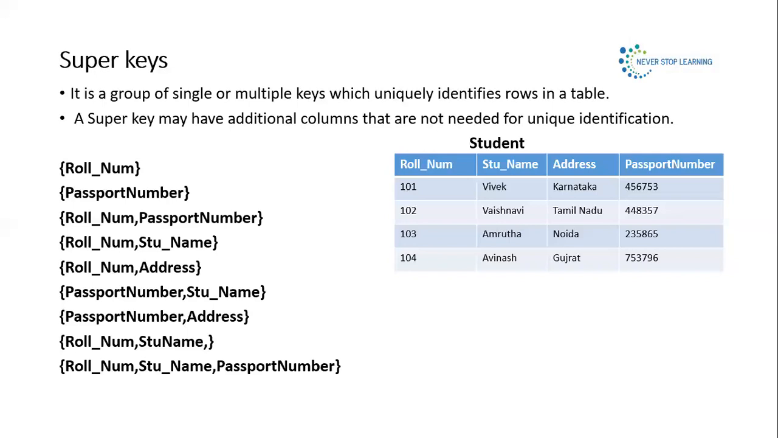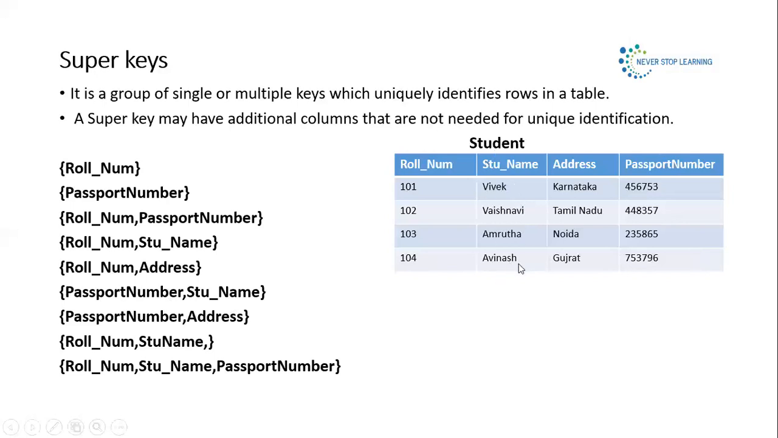Now super key, as I'm saying, is a group of single or multiple keys. Now roll number alone can act as a super key, passport number can act as well, and we can have multiple groups, that means roll number, passport number can act as a super key, or roll number, student name can act as a super key. Roll number, student address, passport number, student name, passport number, student address, all these combinations can act as super key. Now why student name alone cannot act as super key?